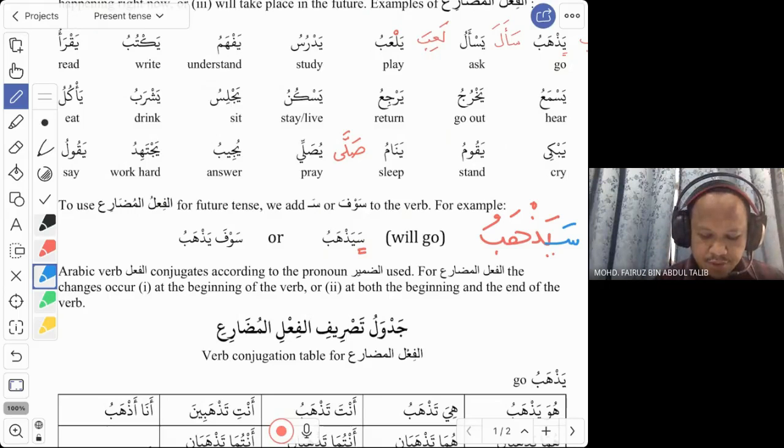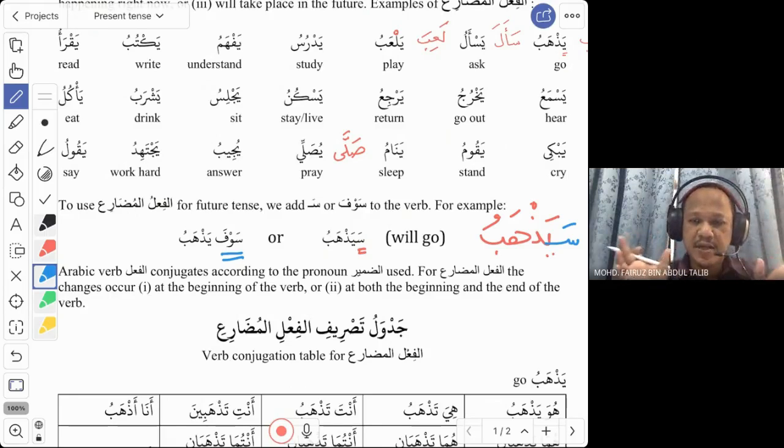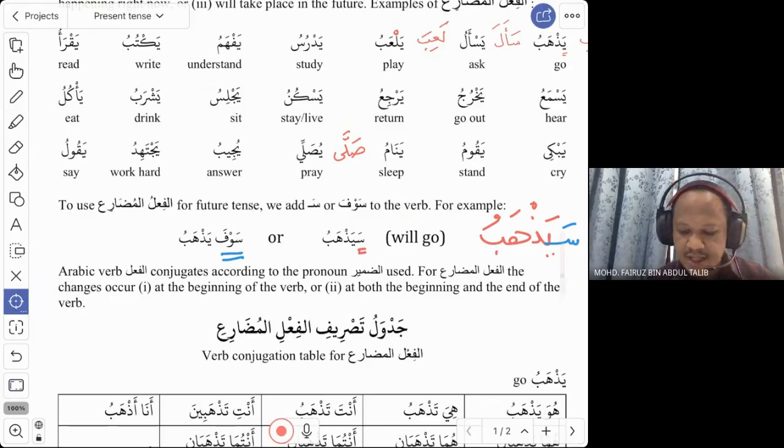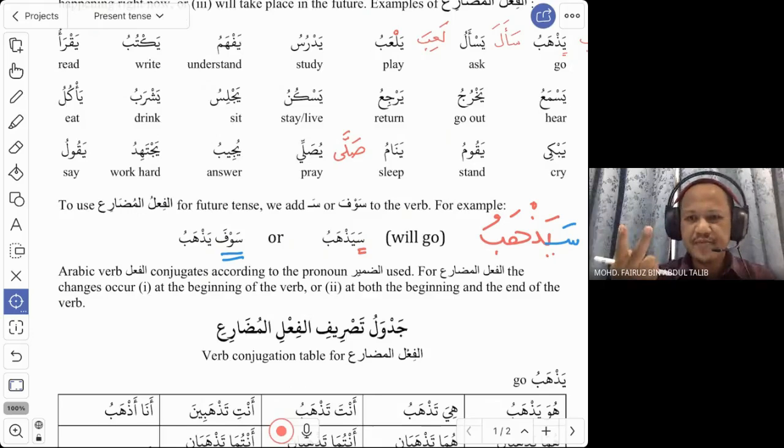Number two, you add saufa. If you add saufa, they are two different words, so they must be separated. Saufa, you don't join with the word yazhabu, not like the word sa just now. Sa, you join with yazhabu: sa yazhabu. But for saufa, we separate the two words: saufa yazhabu. So these are the two words that you can use to say will go, will eat, and so on.